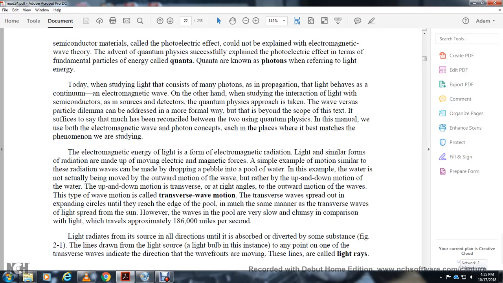The transverse waves spread out into expanding circles until the ridges reach the edge of the pool. Much the same way, transverse waves of light spread out from the sun. However, the waves in the pool are very slow and clumsy in comparison to light, which travels approximately 186,000 miles per second.